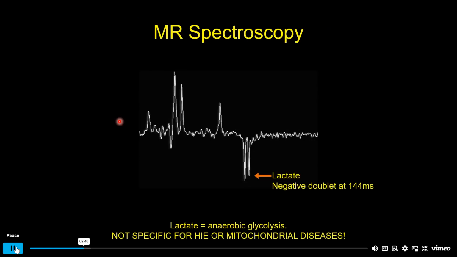I don't do intermediate time spectroscopy anymore, but we should remember that there is a J-coupling phenomenon and the doublet of lactate will be negative between 135 and 144 milliseconds. And you should also remember that lactate just indicates anaerobic glycolysis, so your brain is shifting energy production. There's some injury and some difficulty going on with hypoxia ischemia, but it's not by any means specific for mitochondrial disorder. So lactate does not equal an inherited mitochondrial disorder.